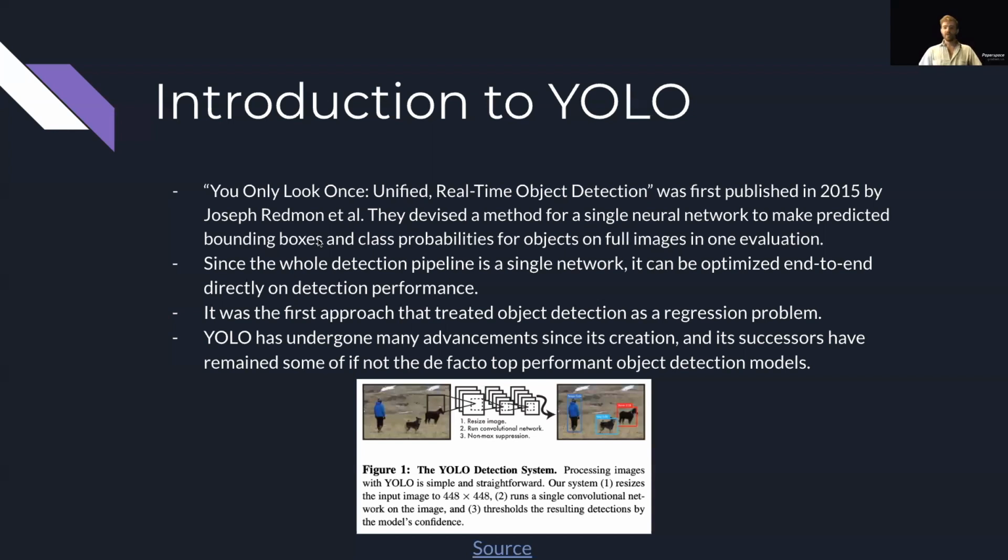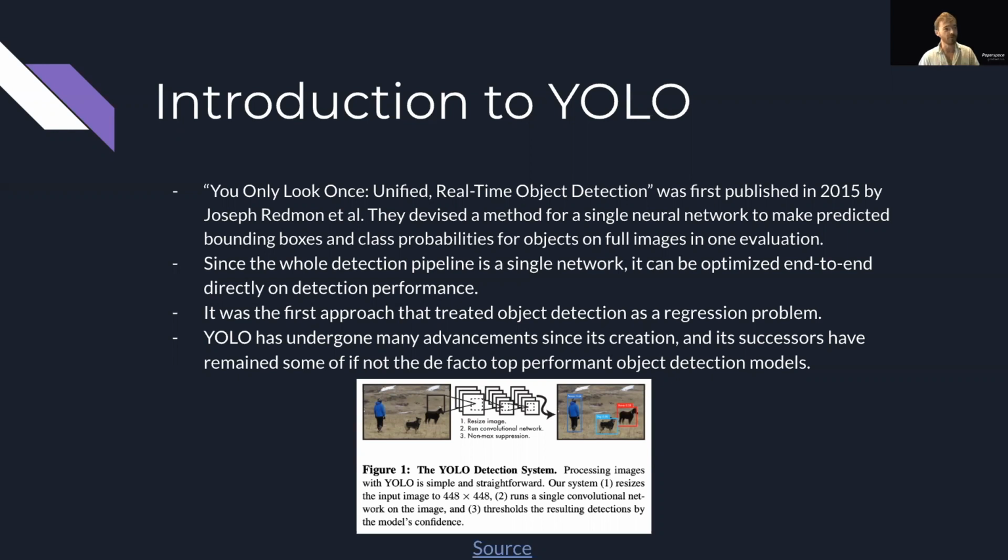So let's jump into YOLO now that we are familiar with the background. YOLO was introduced by the paper You Only Look Once, Unified Real-Time Object Detection in 2015 by Joseph Redmon et al. They aimed to devise a method for a single neural network to make predicted bounding boxes and class probabilities for objects on full images in one evaluation. Since the whole detection pipeline is a single network, it can be optimized end-to-end directly on detection performance.